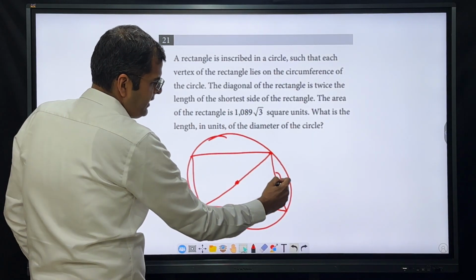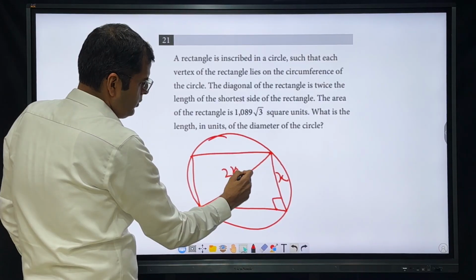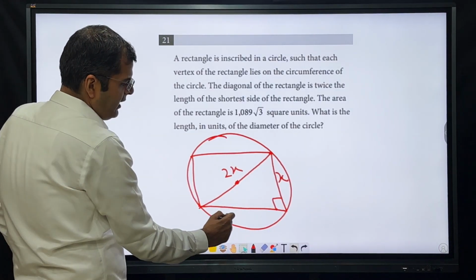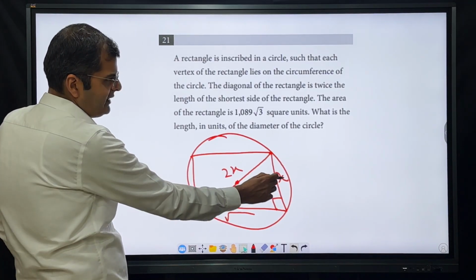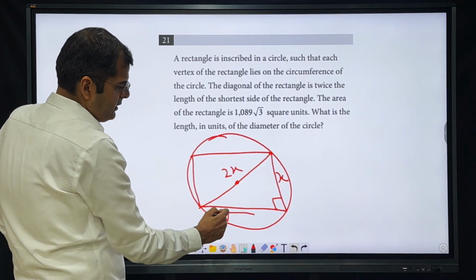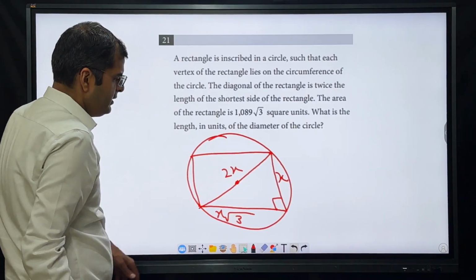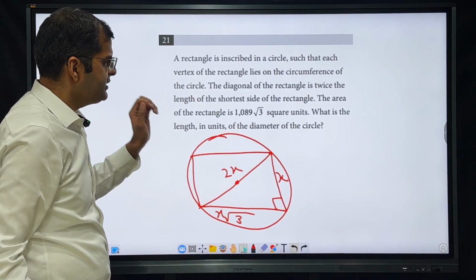Let this shortest side be x. So the diagonal is 2x. Then this side will be the square root of 4x square minus x square, applying Pythagoras. So it becomes x root 3. So this is x root 3 and this is 2x.